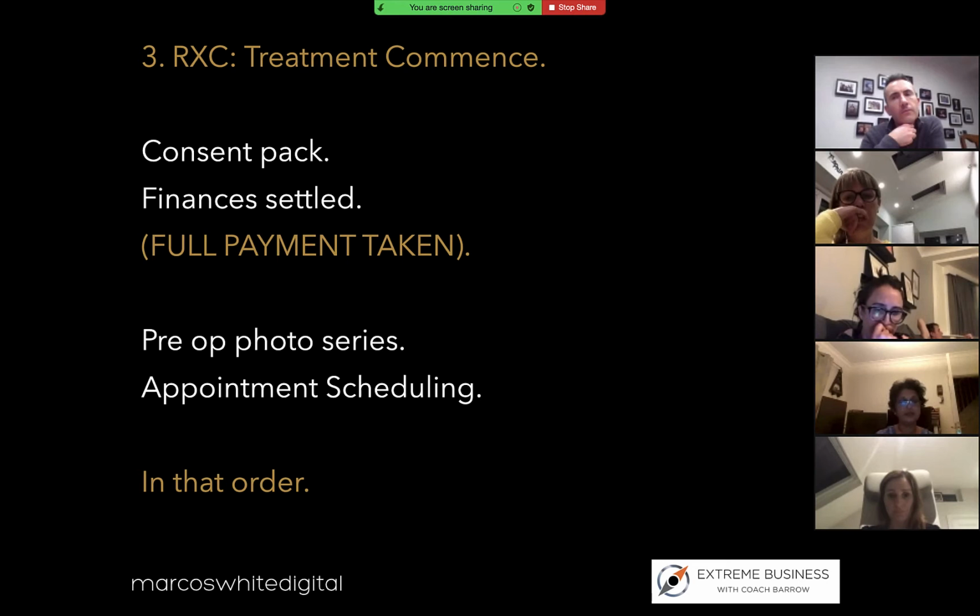So if you can hand over this gateway to someone else, a consent champion, and it is made aware in the practice that nothing gets booked until consent is obtained, then you can sleep more soundly, okay? And that's what we did at our practice. So consent pack, finances are settled, pre-op photo series, and then appointments are scheduled. So all of those things being batched together just means that after that, it is done. And the associate, the dentist, can focus on what they want to, which is just the treatment for that patient.